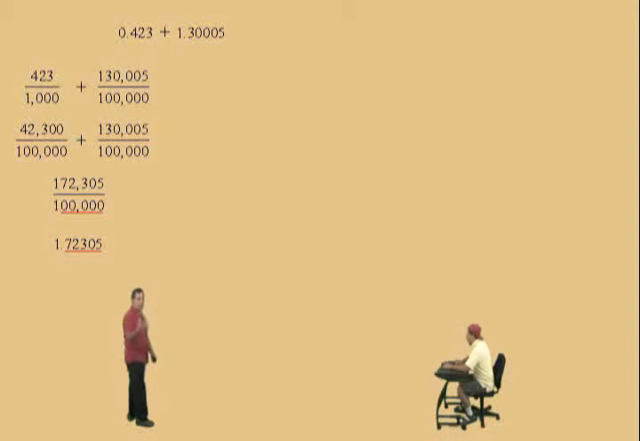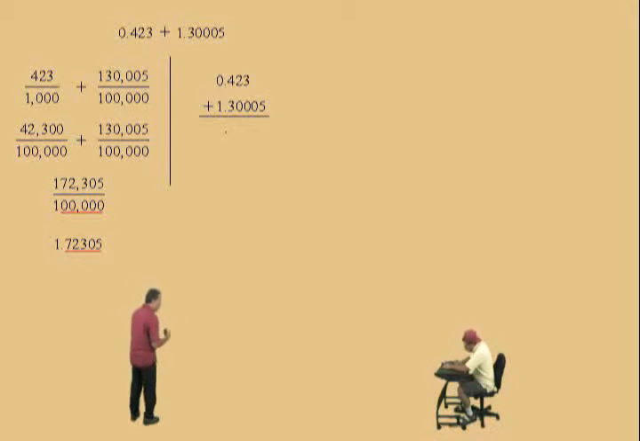Now, how do we do this in the vertical format? Well, we'll put 0.423 over 1.30005. Notice the decimal places are lined up. And here we go. We're going to multiply that 423 thousandths, top and bottom, by 100, and we get 42,300 hundred thousandths. So basically, you add those two zeros there, and that's why you multiply top and bottom by 100, because you want to get the LCD.